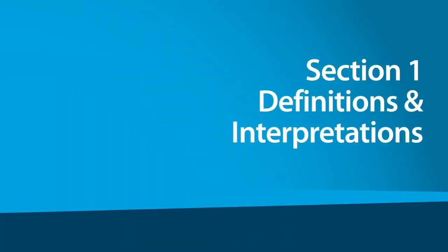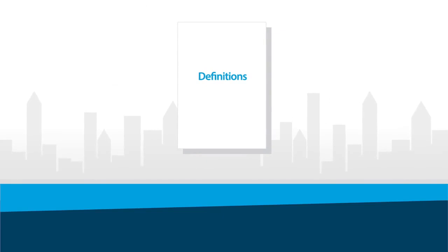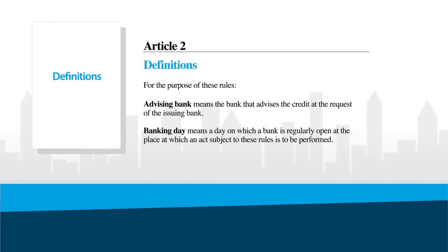Section 1. Definitions and Interpretations. UCP is divided into multiple sections. The first section provides definitions of the terms used in UCP and guidelines on the interpretations of terms typically used in letters of credit. For example, it defines who is an applicant, and it provides interpretation on terms used in a letter of credit, such as official.